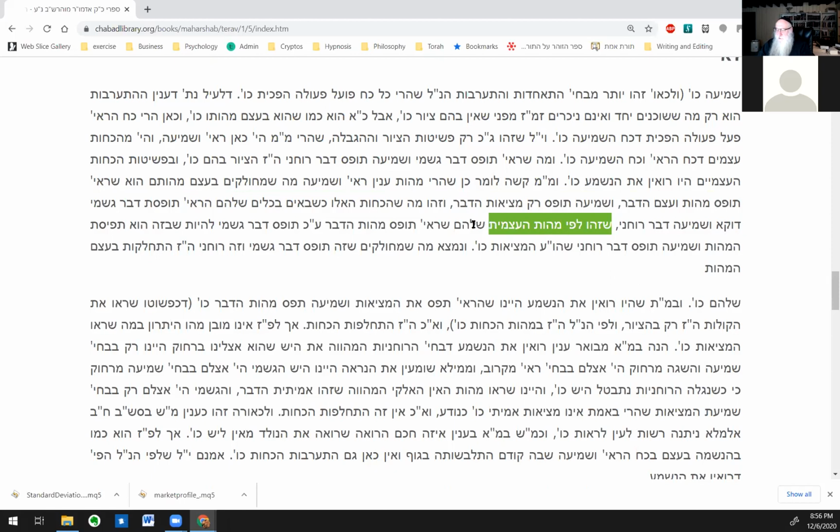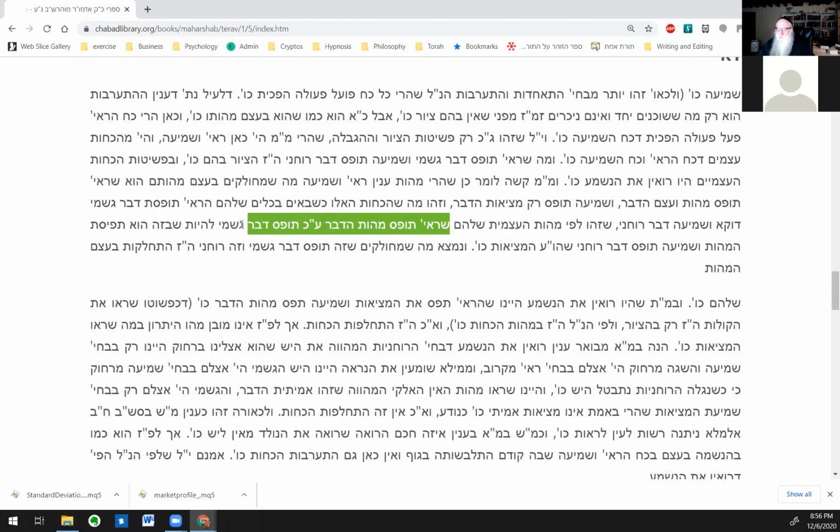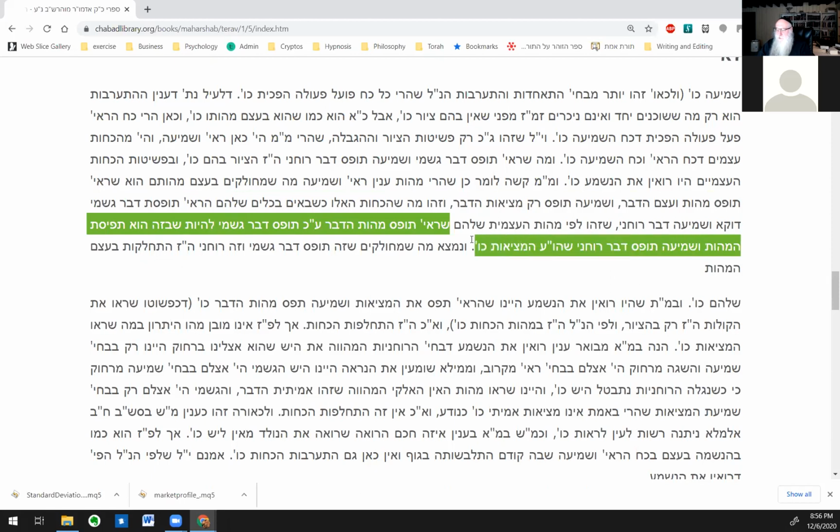זהו לפי שמהוס העצמי שלהם, שראייה תופס מהוס הדבר, על כן תופס דבר גשמי. ליושב בזה הוא תפיס המהוס, ושמיע תופס דבר רוחמי, שהוא עניין המציאס. So that's the way it works with Shmiya and Re'iyah. Re'iyah is toifes the mahus, and therefore it's shaykh to actually experiencing the thing itself. Masha Enkein Shmiya is only toifes the metzius of something, and it's bebechinas Shmiya, not bebechinas Re'iyah.